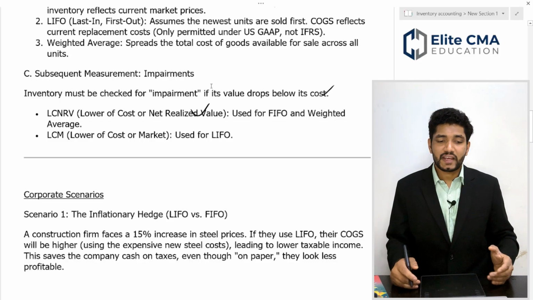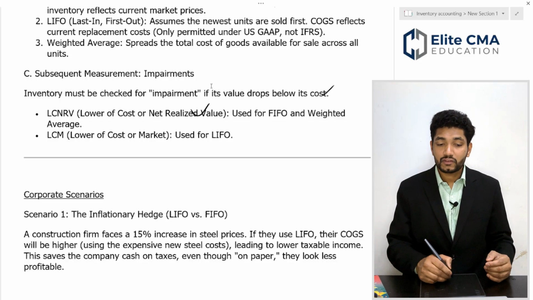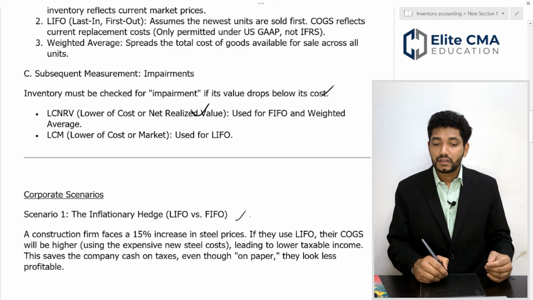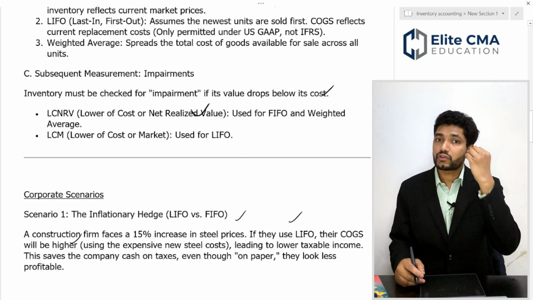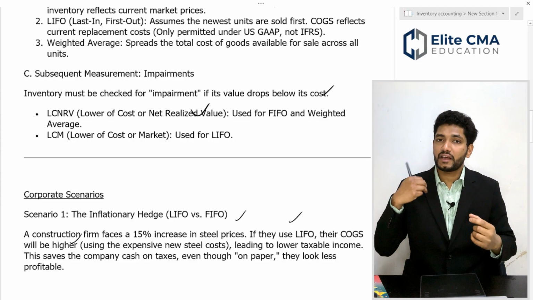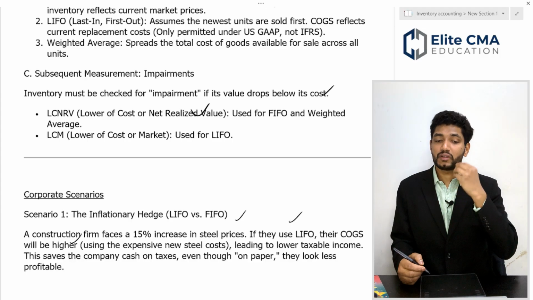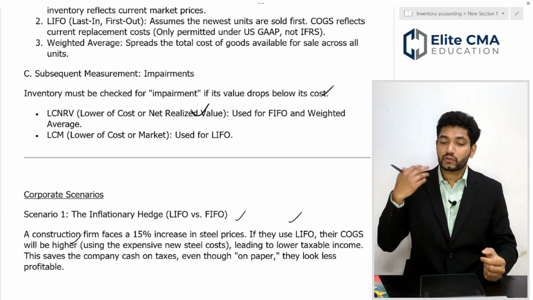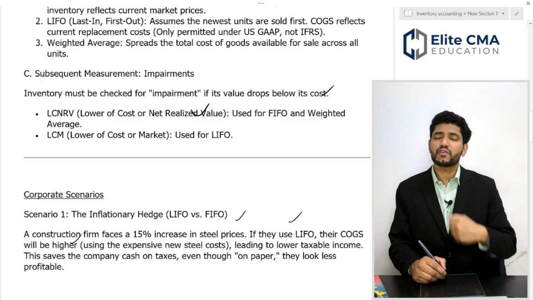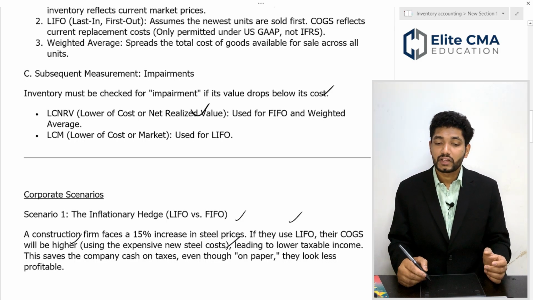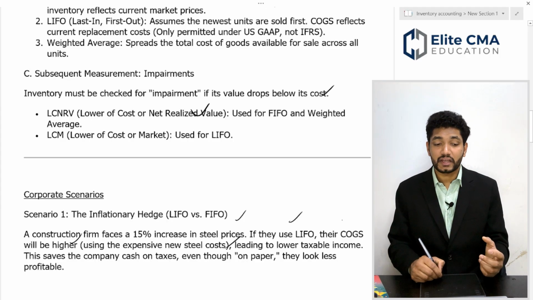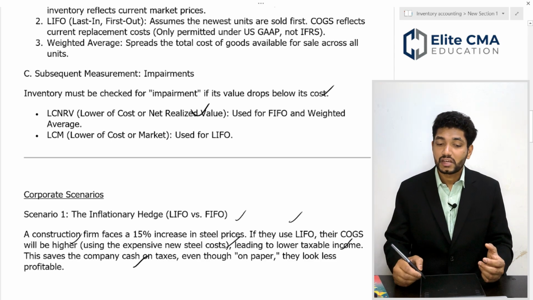So let us move into some corporate scenarios. A construction firm faces a 15% increase in steel price. If they use LIFO, their cost of goods sold will be higher, because as we discussed, their last purchase is considered as cost of goods sold. In an inflationary environment, the cost of goods sold will be higher. They are using the expensive new steel cost as cost of goods sold, which leads to lower taxable income, saving the company's cash on tax, even though on paper they look less profitable.